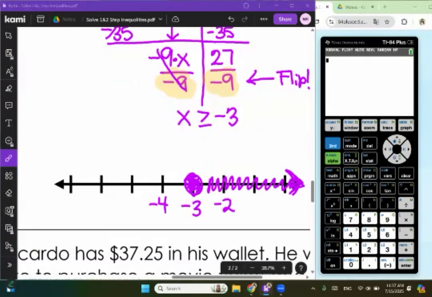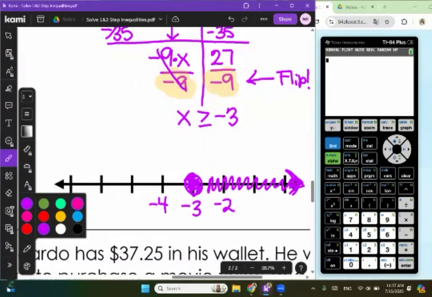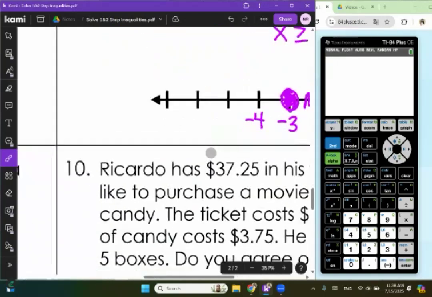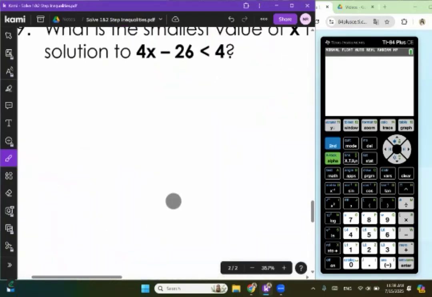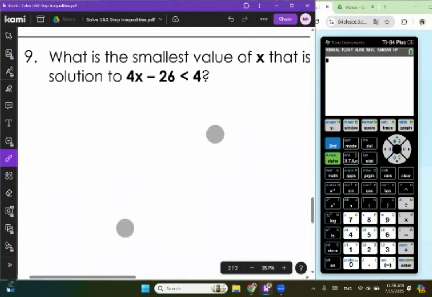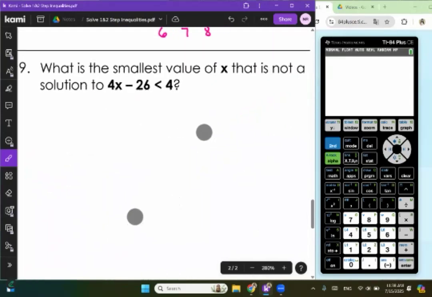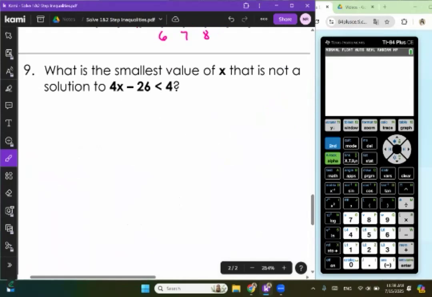Number 9. In a star-like situation, what is the smallest value of x that is not a solution? Very important. What is the smallest value of x that is not a solution to this inequality? Well, let's solve it. First, we add 26. Four plus 26, 30. Divide.